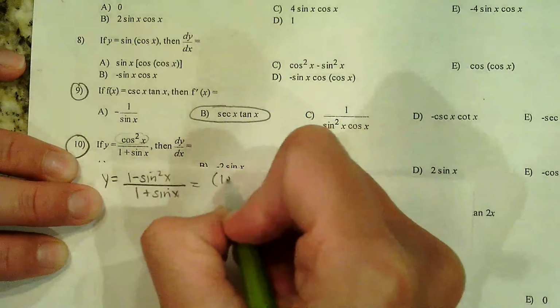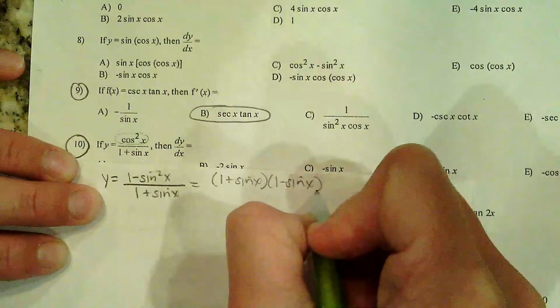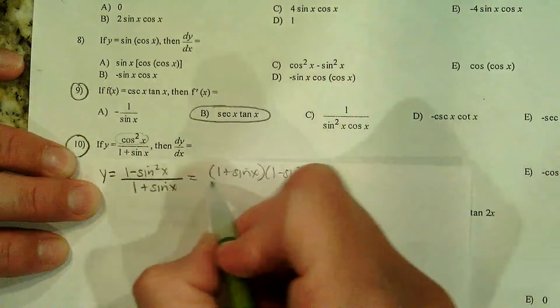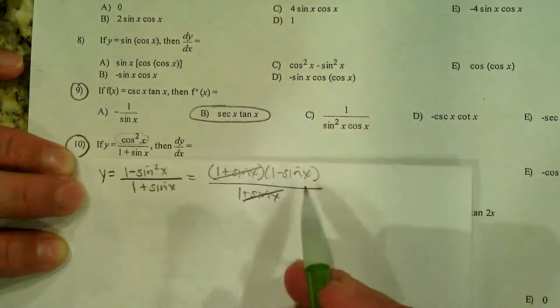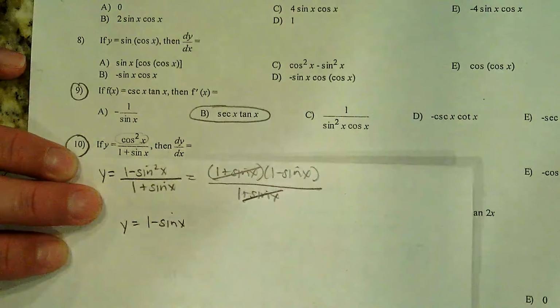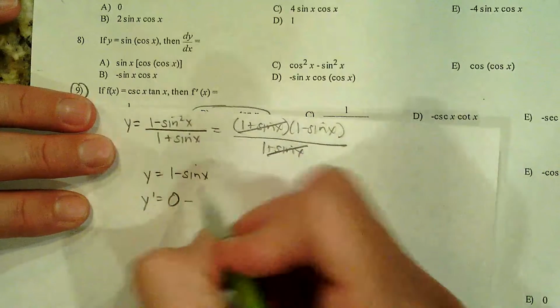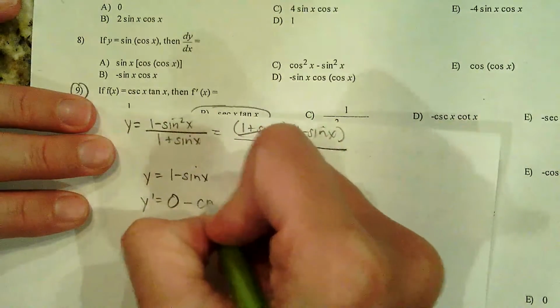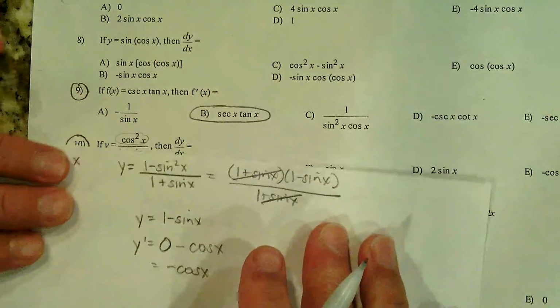Then on top, I'm going to go 1 plus sine x, 1 minus sine x, over the 1 plus sine x. I get that to cancel. And that's the function I'm going to find the derivative of. Life will be so much easier. So the derivative of the first piece is just 0, minus the derivative of sine is cosine. So this just ends up being negative cosine x.